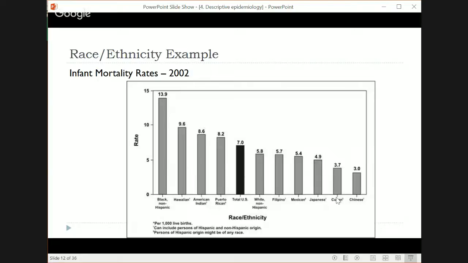Now, if we go down here and look at, let's see, what's this one? This slide's a little small. So the second to last column, 3.7. Cubans, we have 3.7. The infant mortality rate is 3.7 per 1,000 live births.